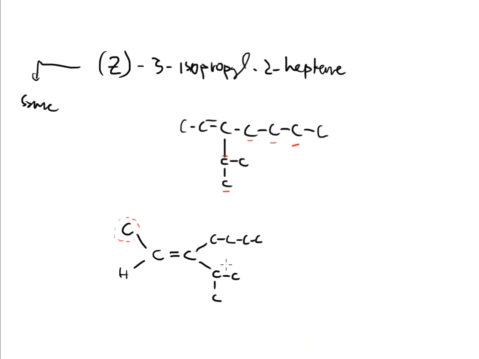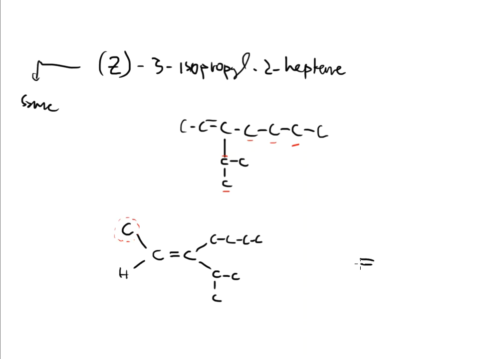So either way that you end up with this, as long as that methyl group and the butyl group have ended up on the same side, then you're good to go. All right? So there's the Z form of 3-isopropyl 2-heptene.